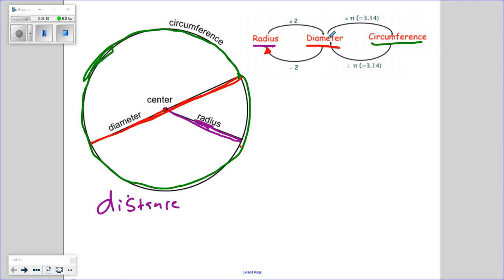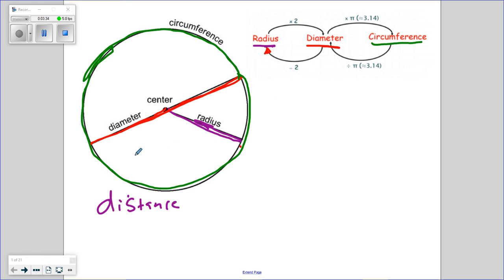So the distance across the circle, if I multiply that by approximately 3.14, which mathematicians named pi after the Greek letter pi, diameter times 3.14 gives me the circumference, the distance around the circle, which means circumference divided by that number pi, which is approximately 3.14, gives me the diameter.